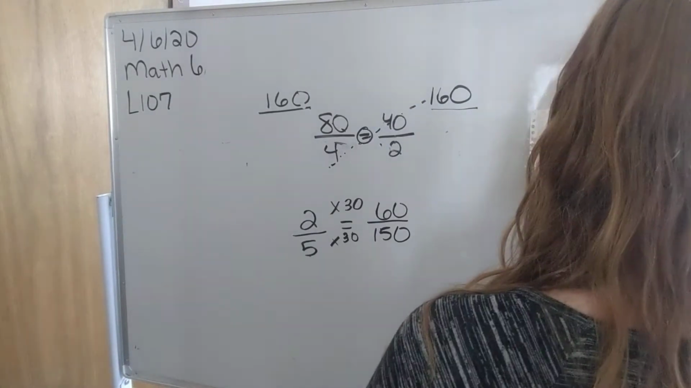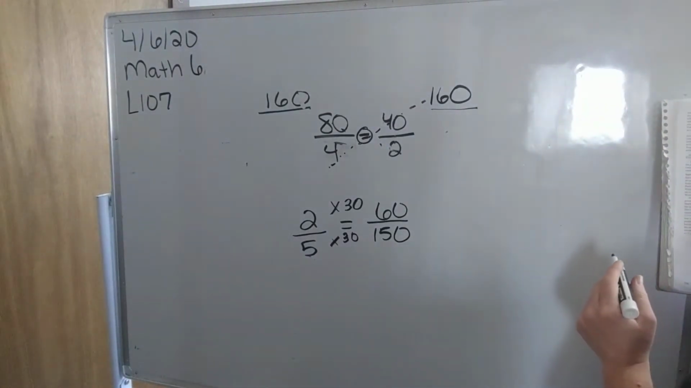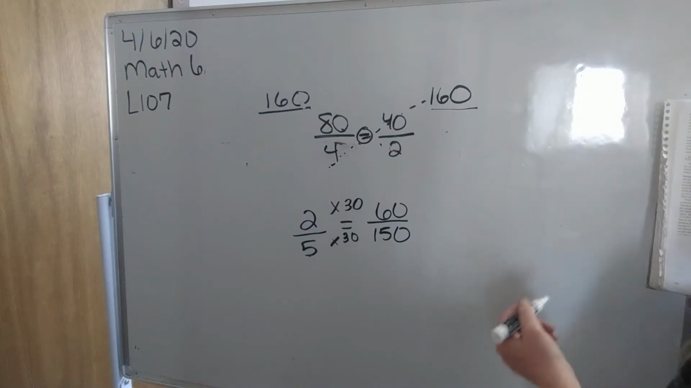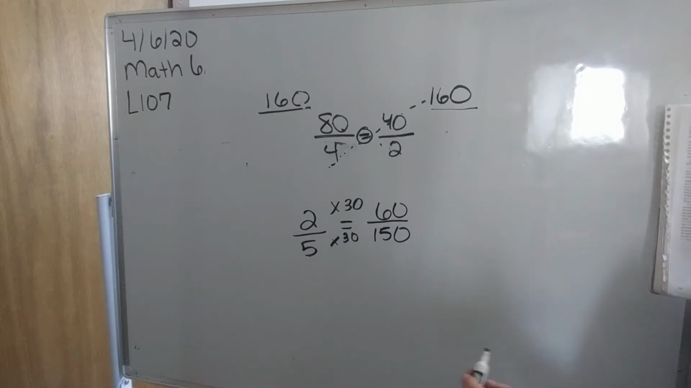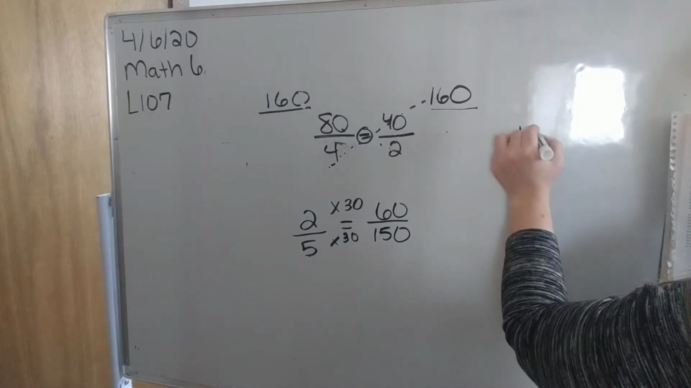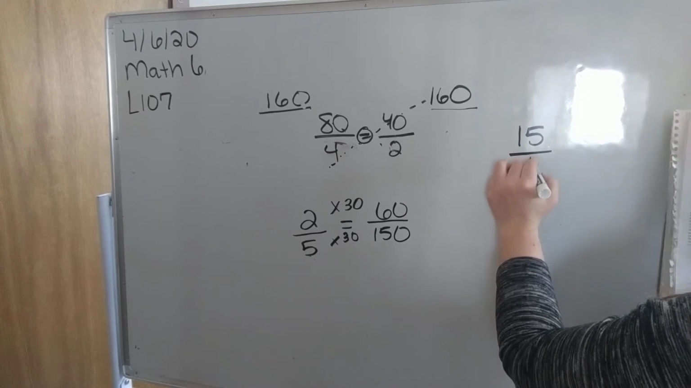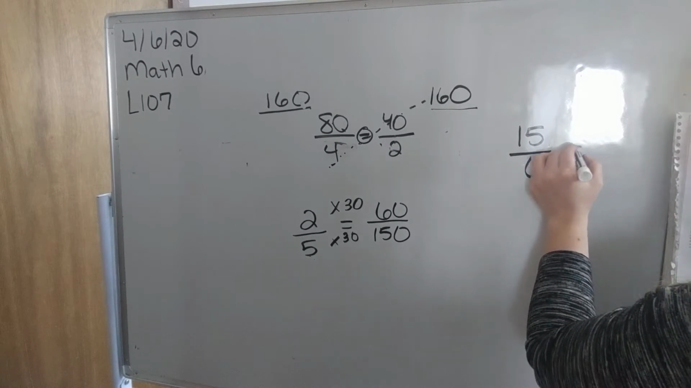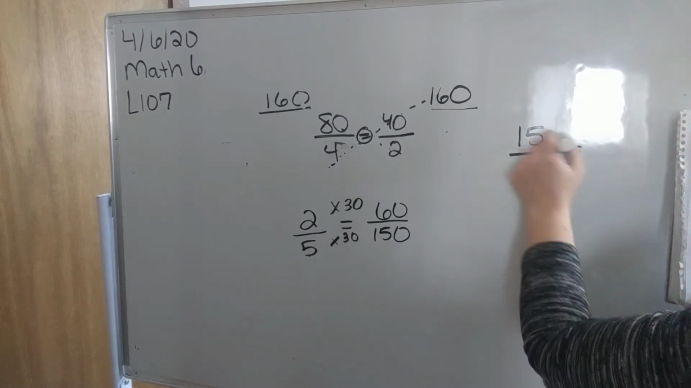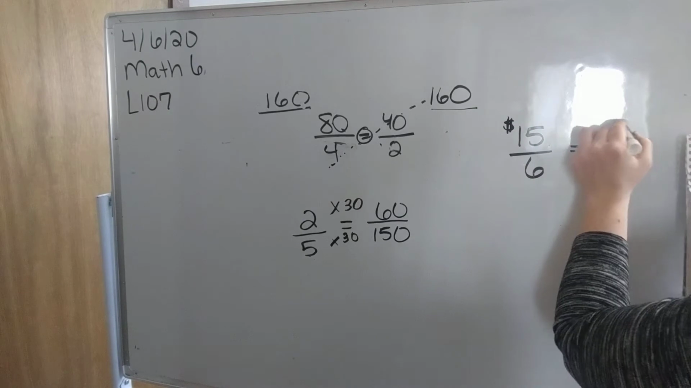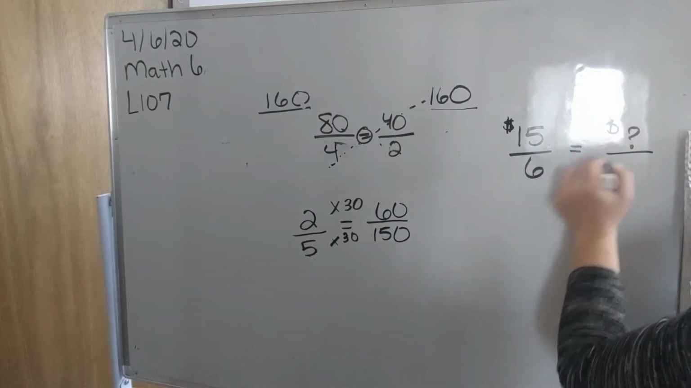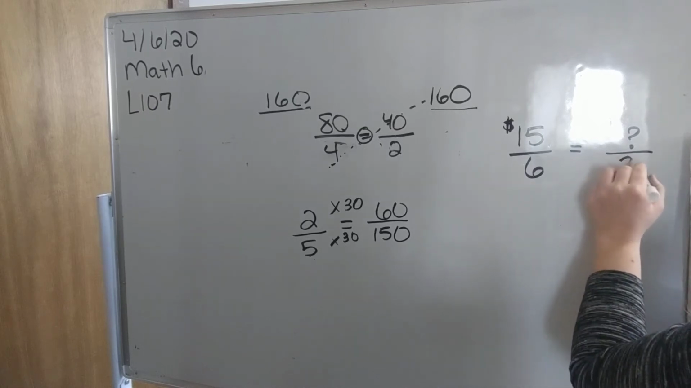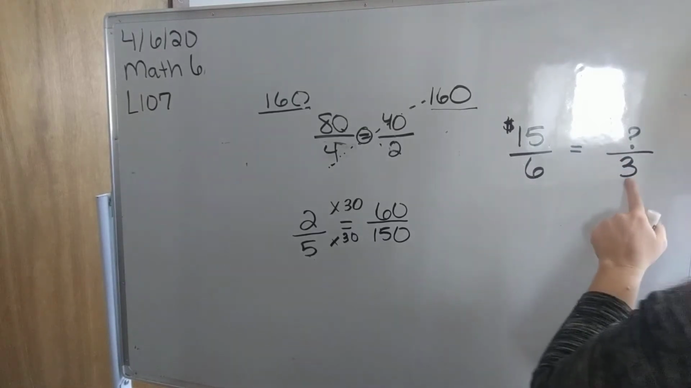Okay, let's do another problem. Mrs. Anderson paid $15 for 6 magazines in her class. If each magazine cost the same amount, how much would the 3 magazines cost? So she paid $15 for 6 magazines. If each magazine cost the same, how much would 3 magazines cost? So what we're wanting to find out is the amount. That's what we don't know. Well, we had 6 magazines here, so we should put magazines here, which are the 3.